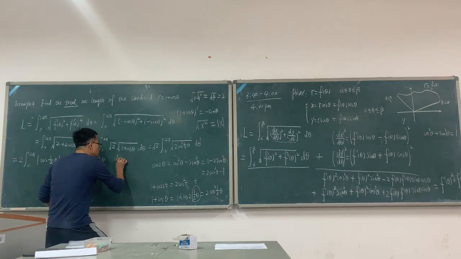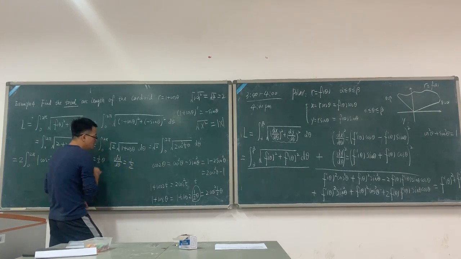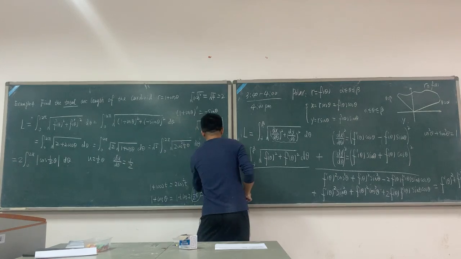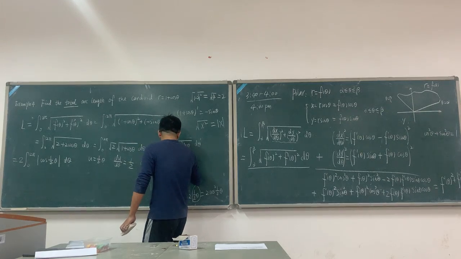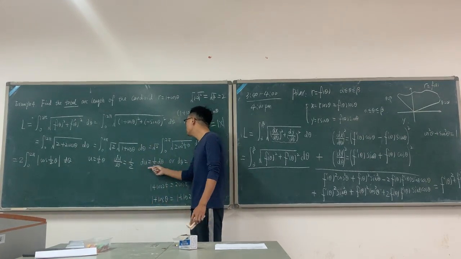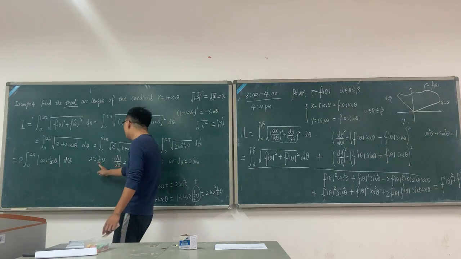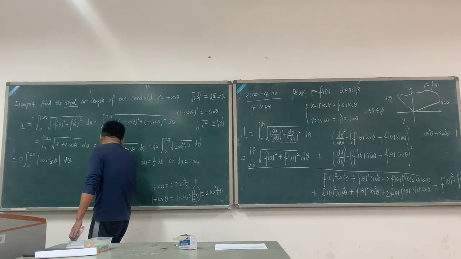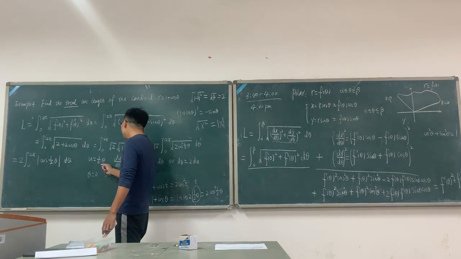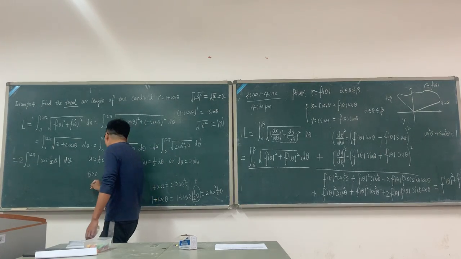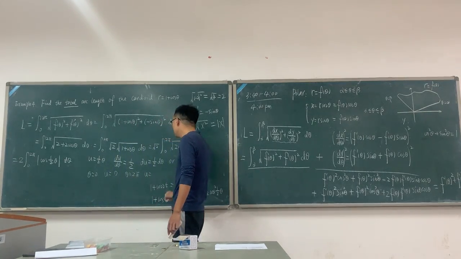So du d theta equals what? 1/2, yeah? So du equals 1/2 d theta, or d theta equals what? We times 2 on both sides. So d theta equals 2 du, yeah? And now when theta equals 0, u equals 0. And when theta equals 2 pi, u equals pi, yeah?